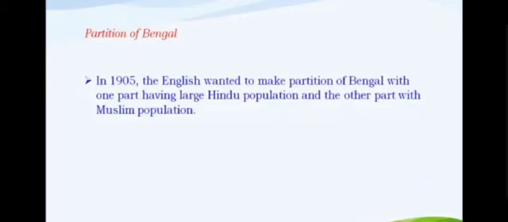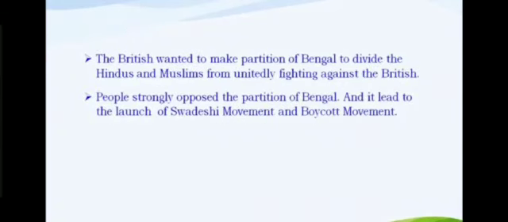Yes, in 1905, the English wanted to make partition of Bengal with one part having large Hindu population and the other part with Muslim population. The British wanted to make partition of Bengal to prevent Hindus and Muslims from fighting unitedly against the British. The main reason for the partition of Bengal was to divide Hindus and Muslims so that they cannot fight against the British as one. People strongly opposed the partition of Bengal and it led to the launch of Swadeshi movement and boycott movement.